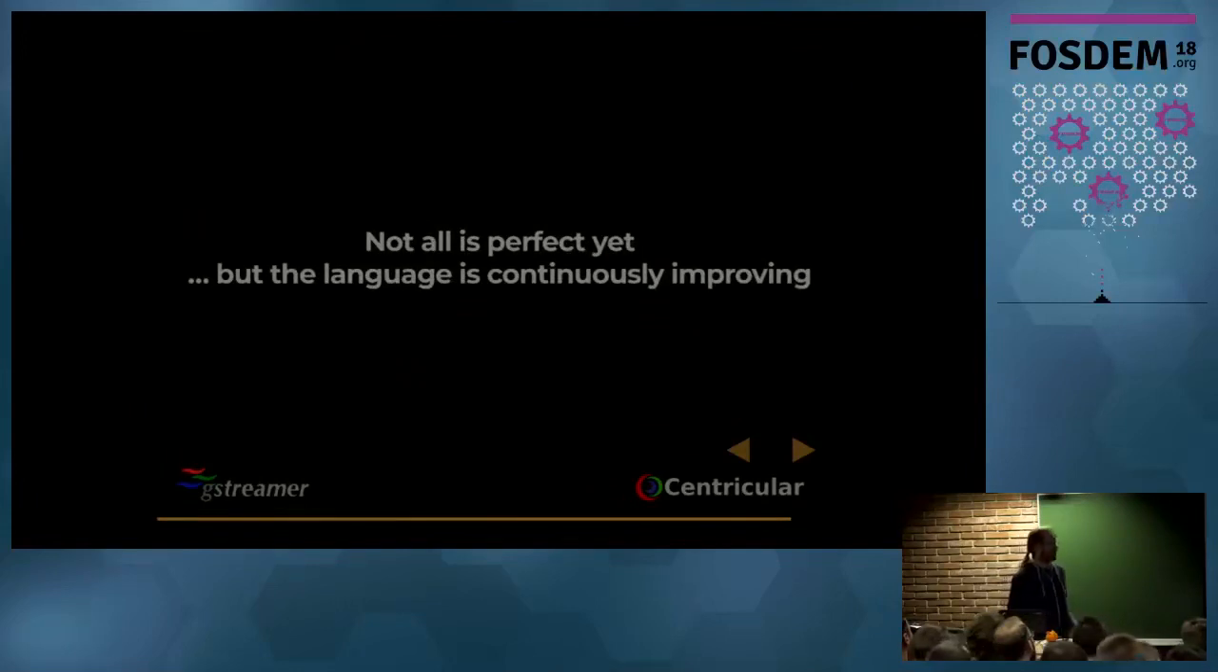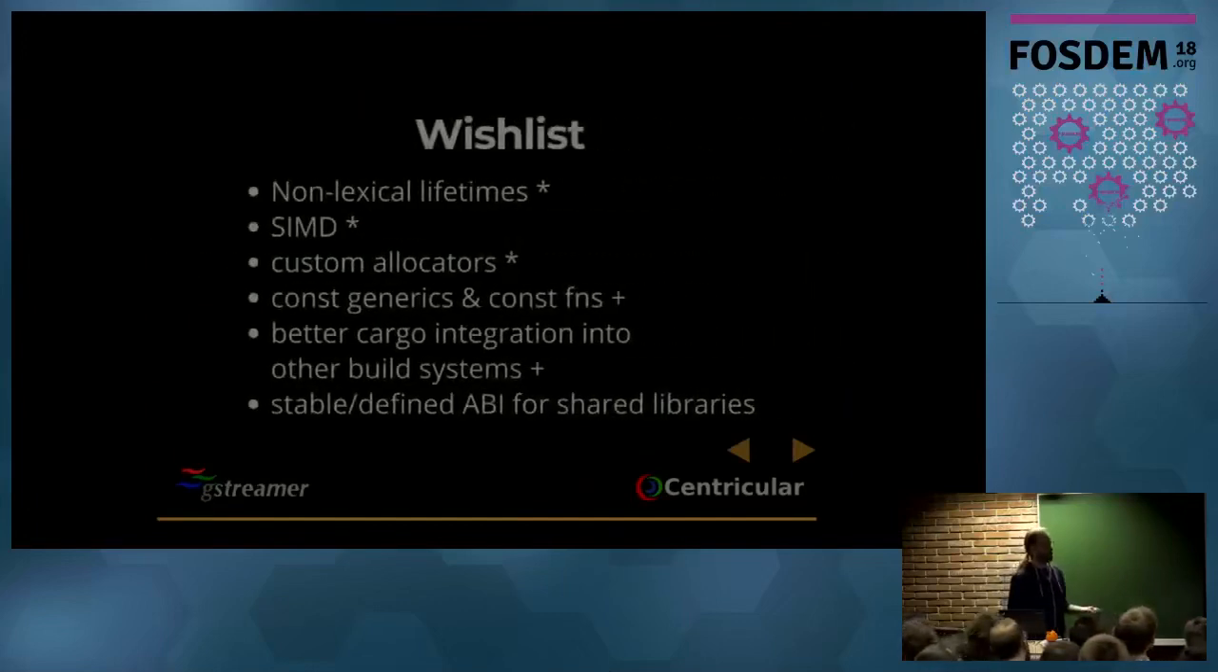The language is continuously improving, but there are still many open construction sites. And for myself, I have a little wish list of things that I would really like to see in stable Rust in the near future. And this would be all these little items. So everybody who ever wrote a little bit of Rust code probably saw that at some point you have to fight with the borrow checker, and the non-lexical lifetimes are something that is going to improve this situation a lot. And it's in nightly already, as far as I remember. So it should be stable at some point in the future.